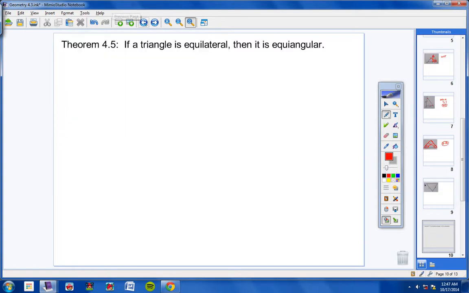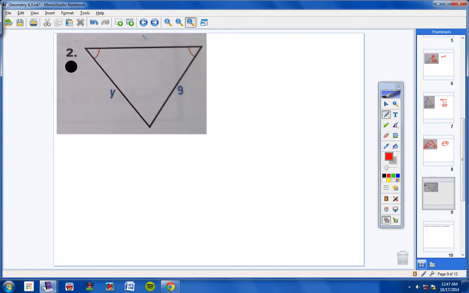Then we're going to move on to a couple more theorems. You can work ahead or watch me. Again, this is pretty simple, so it's up to you. Please copy this problem in your notes. Be sure and mark the congruent angles here, and label this side over here y, and this side over here 9.